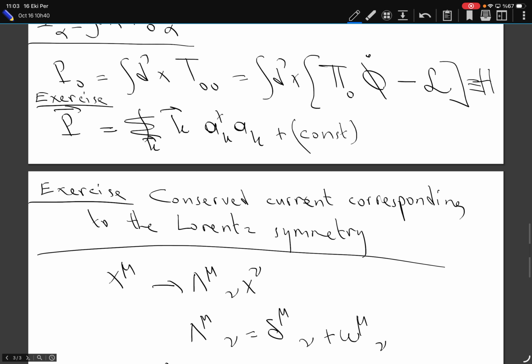Last lecture, we also saw a case where we defined the charge, and the commutator of the charge with the field itself gave us how the field is transformed. So if you have a charge, you also know how the fields should be transformed. If you have a conserved thing, you have a symmetry. If you have a symmetry, you have a conserved thing.